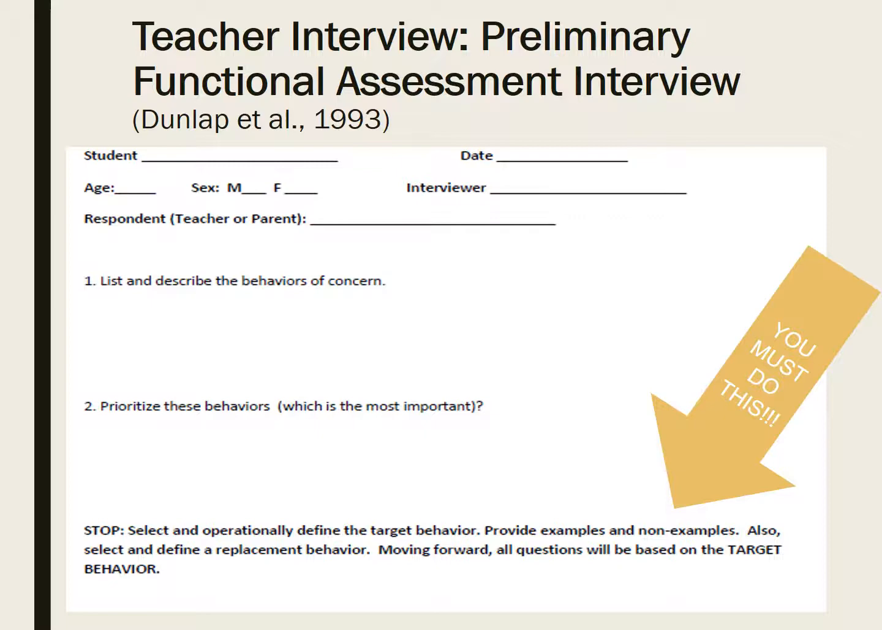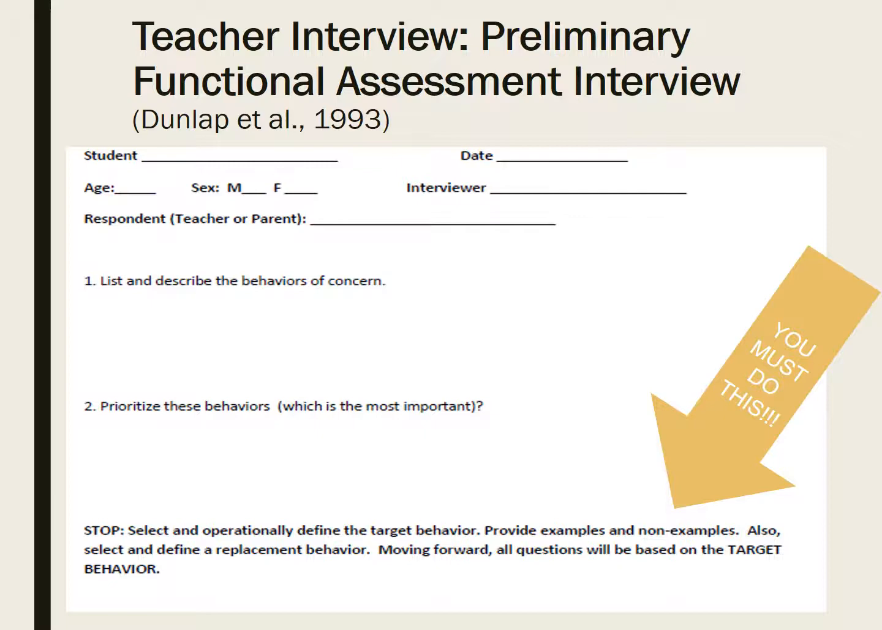There are several questions that you go through with the teacher, such as list and describe the behaviors of concern. Prioritize these behaviors. That one is especially important. You might have a student that's engaging in multiple inappropriate behaviors. However, we cannot target every single behavior at once. We need to prioritize one behavior at a time, the most important one. Oftentimes, if we focus on one behavior, the other behaviors may subside.